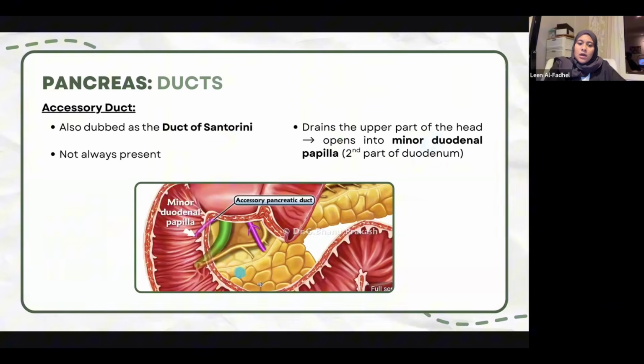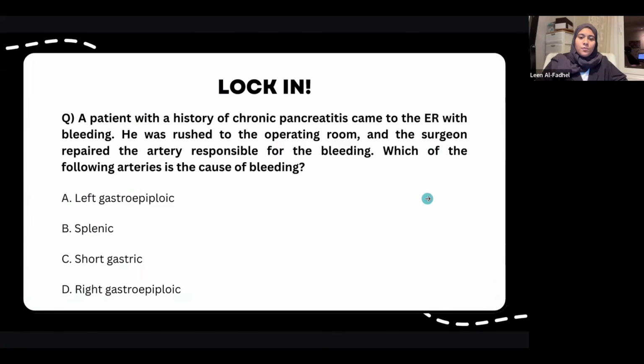And it drains the upper part of the head of the pancreas, okay? And it will open into the second part of the duodenum as well, into the minor papilla. So this is the major, this is the minor. It's very close, just right above it. And that's it, guys, for pancreas.